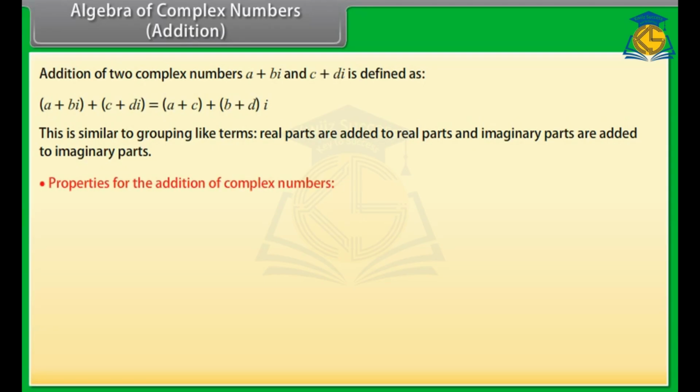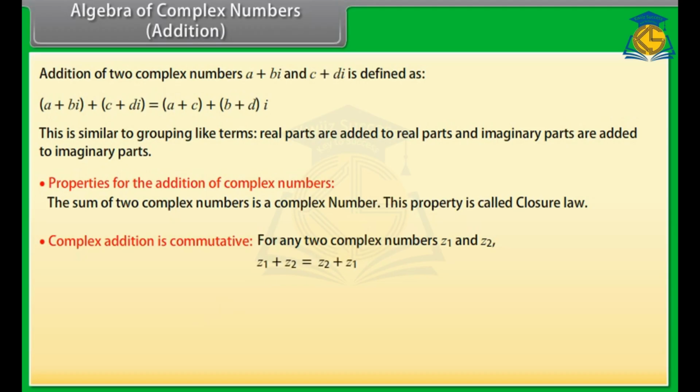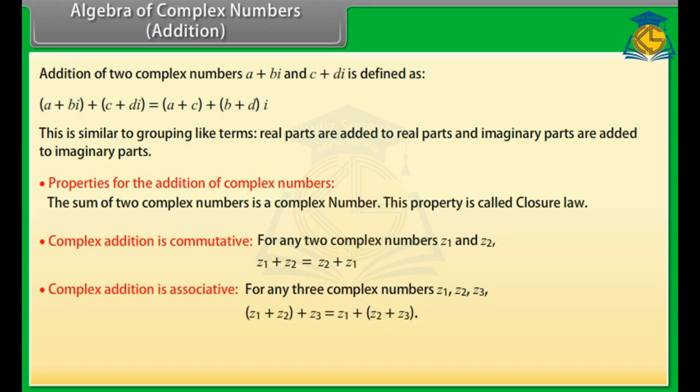Properties for the addition of complex numbers. The sum of two complex numbers is a complex number. This property is called closure law. Complex addition is commutative. For any two complex numbers Z1 and Z2, Z1 plus Z2 is equal to Z2 plus Z1. Complex addition is associative. For any three complex numbers Z1, Z2, Z3, Z1 plus Z2 plus Z3 is equal to Z1 plus Z2 plus Z3.